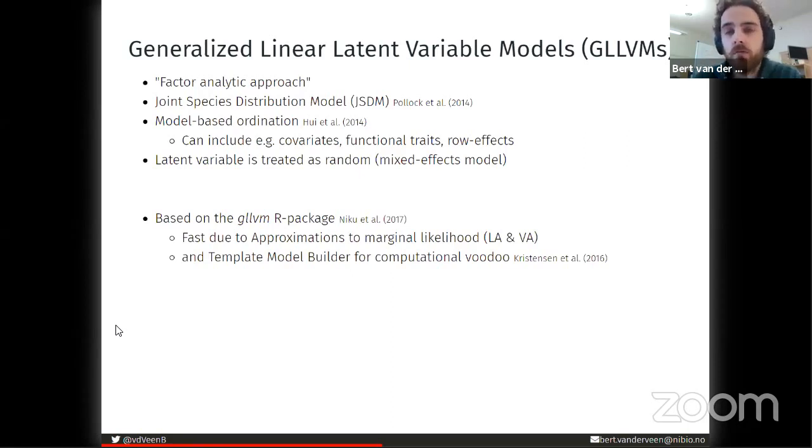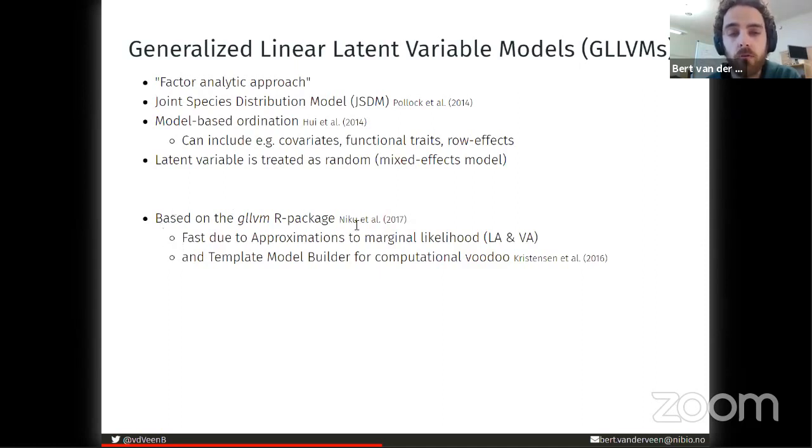So we here also focused on GLLVMs, which is this vector analytic approach that everyone talks about, that you can understand as GSDMs. And Francis and colleagues pointed out in 2014 that you can also do model-based ordination with this. And then additionally, in comparison to more classical ordination methods, you can include covariates or functional traits and row effects or site-specific intercepts. And we treat the latent variable as random. So it's a type of mixed effects model, as noted before.